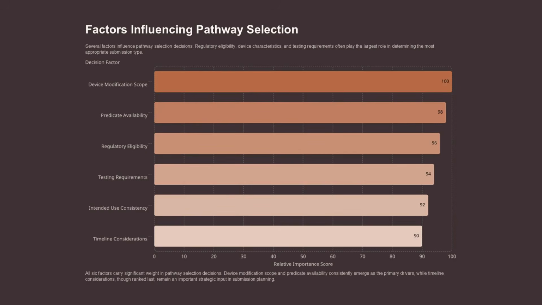Several factors influence pathway selection decisions. Regulatory eligibility, device characteristics, and testing requirements often play the largest role in determining the most appropriate submission type. These factors can significantly impact submission planning and outcomes.